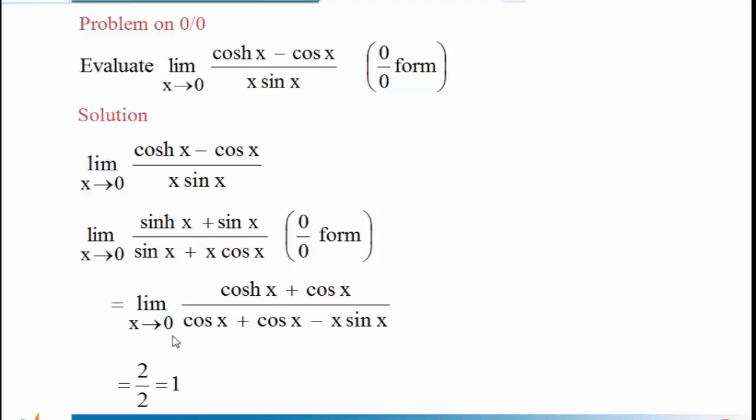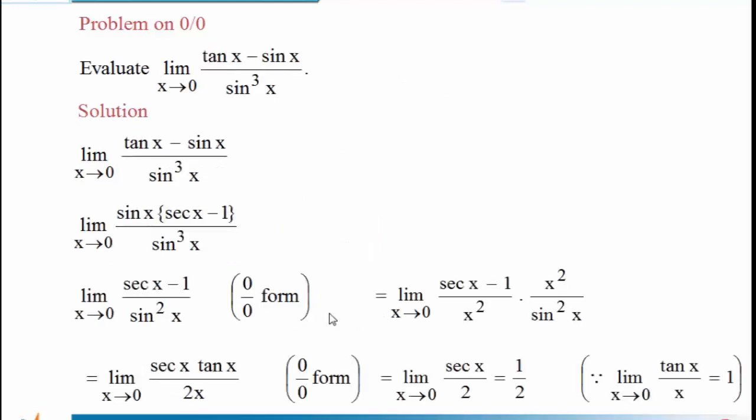And if we substitute x by 0 in the numerator, cos h 0 is 1, cos 0 is 1, 1 plus 1 is 2. Similarly for the denominator, we obtain 2 by 2, and that is nothing but 1. So in this way, the answer for this problem is 1. It is not necessary that the answer is always 1, whatever it may be, but a constant may be there.